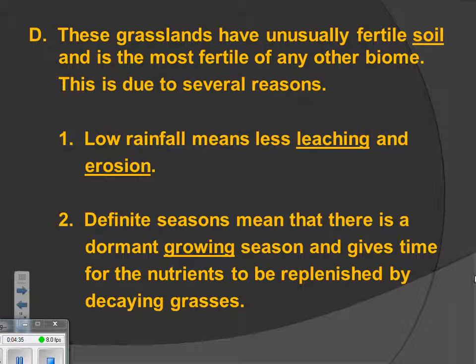Number 2, definite seasons mean that there is a dormant growing season and gives time for nutrients to be replenished by decaying grasses. In the tropical grassland, there is no dormant season. Things are growing year-round, and just like with the tropical rainforest, that means there's never a time for the soil to recover. In the temperate grasslands, since you have a time of the year where everything is dormant or not growing, it gives the soil time to recover from all the nutrients being pulled out, so it tends to be more fertile.